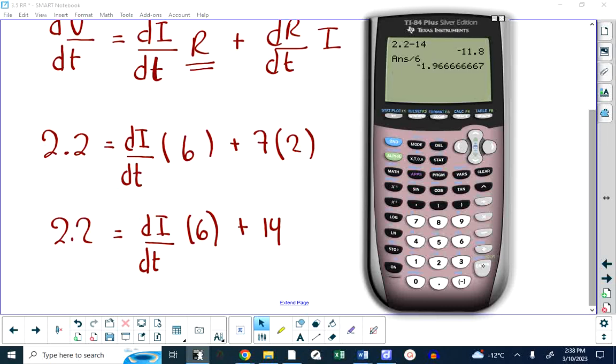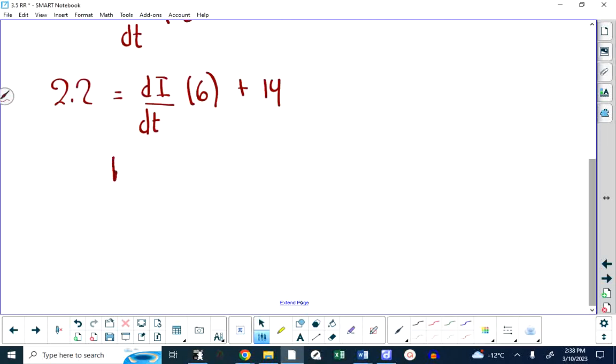Good. So at that instant in time, di/dt is negative 1.97 amps per second. At that instant in time, the current load in the circuit is decreasing at about 2 amps per second. Any questions with that one?